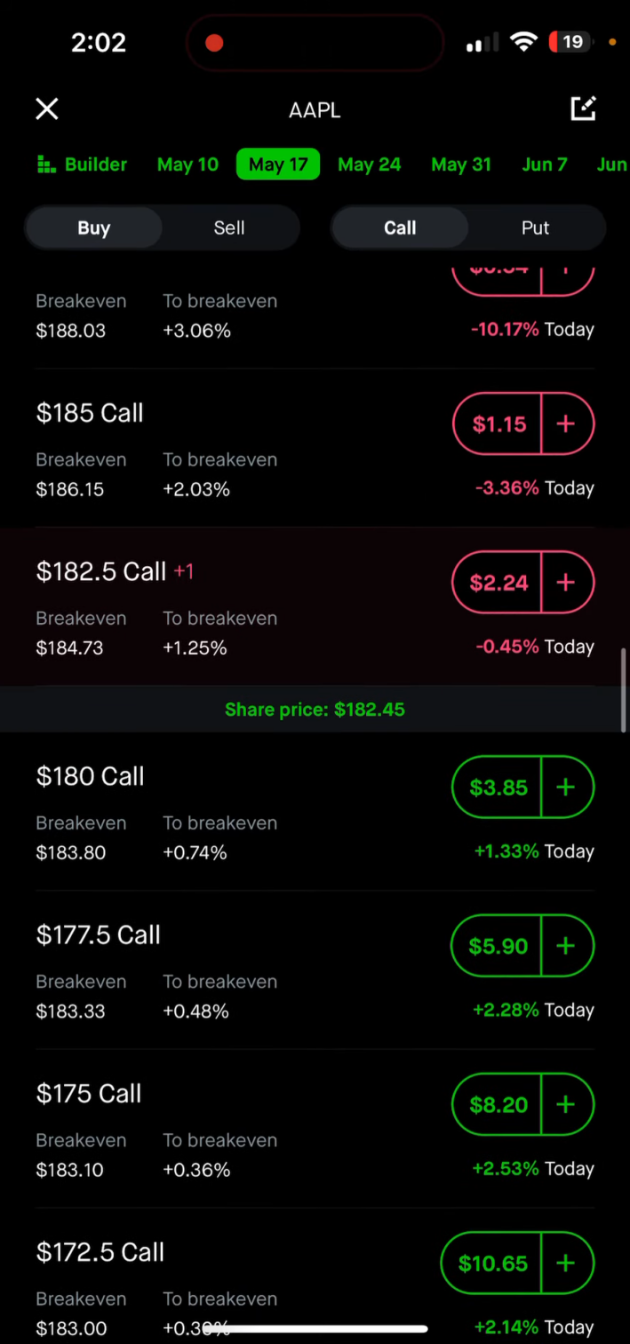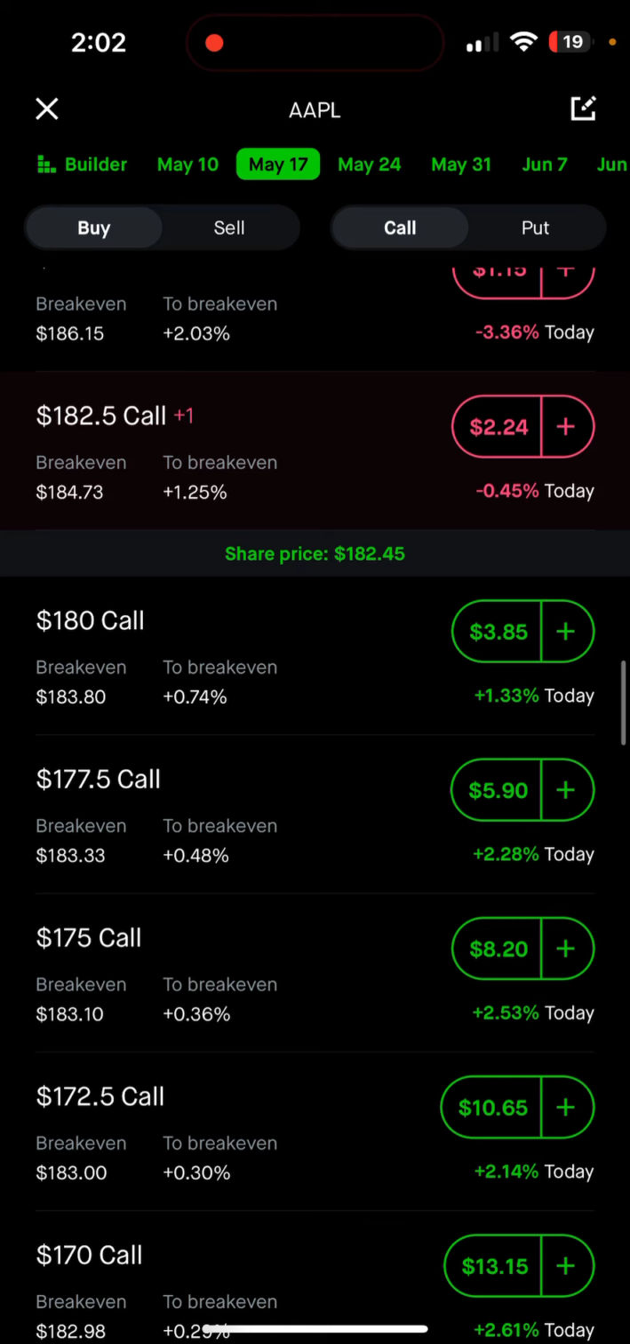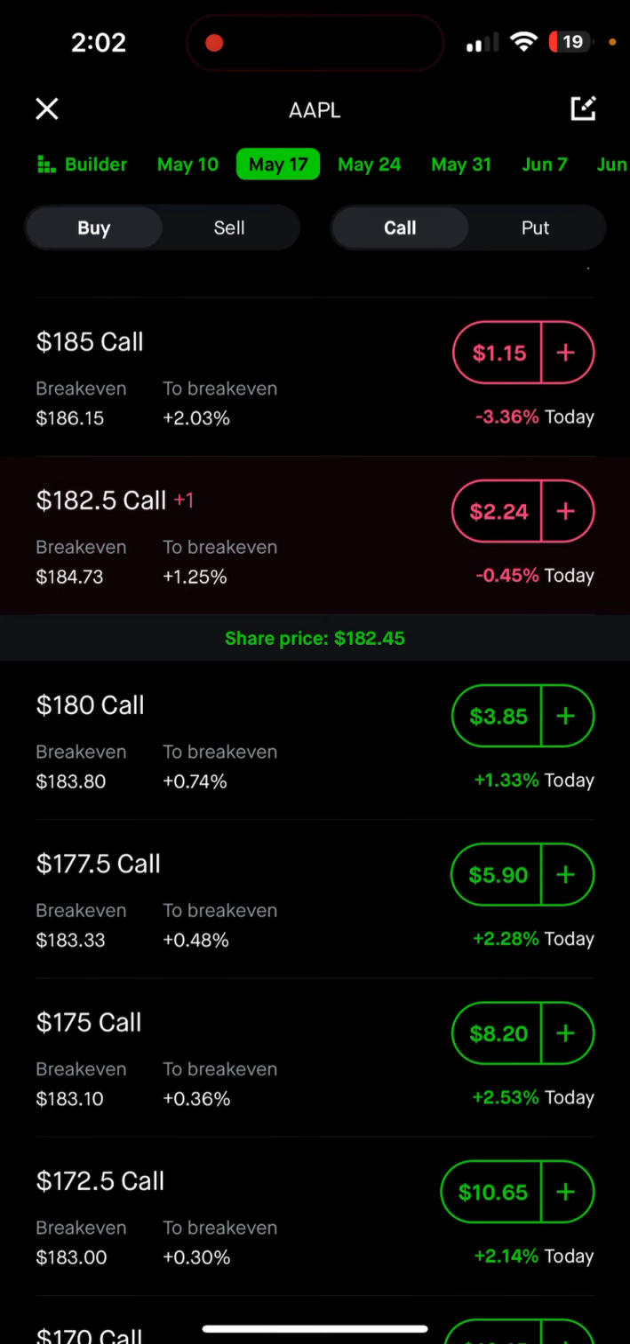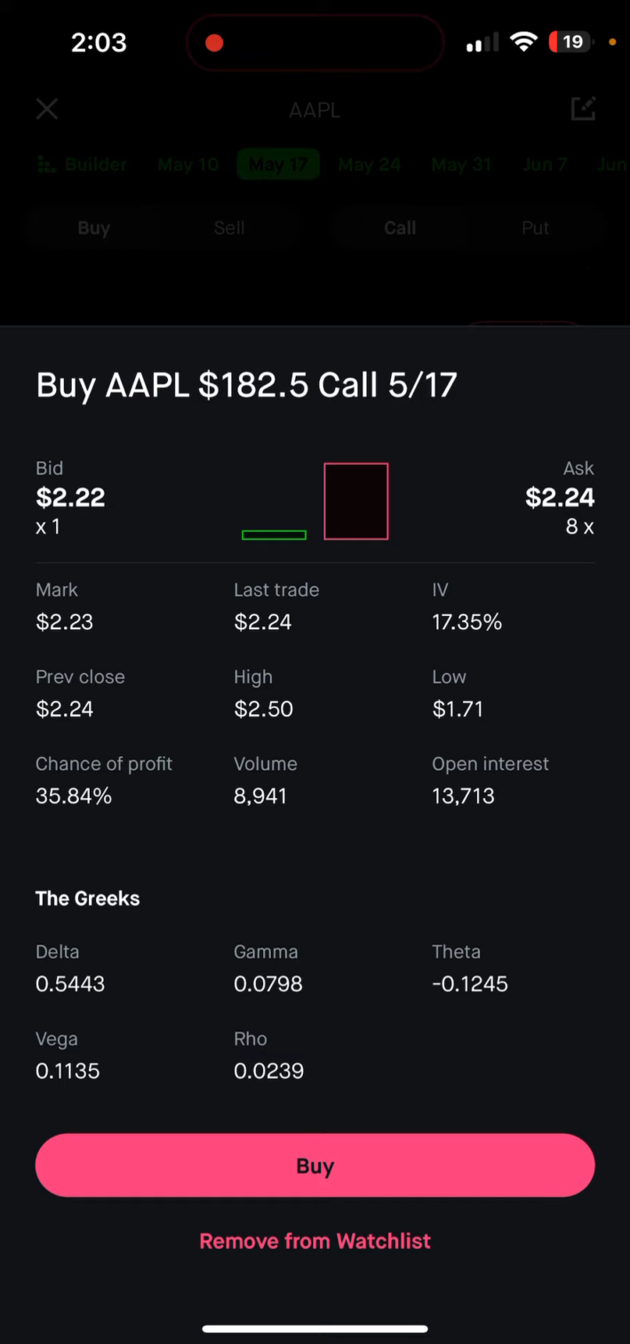Here we're provided with all the strike prices. The stock share price currently is at 182. So this 182 call is closer to the stock price, so it doesn't take much to move to start making money. 2.24 is how much the contract is worth. You times that by 100 and this contract will be worth $224.